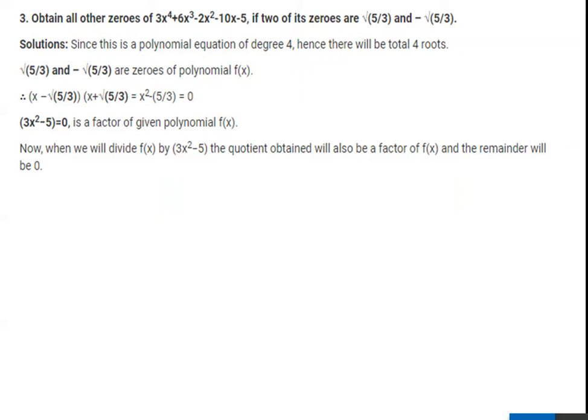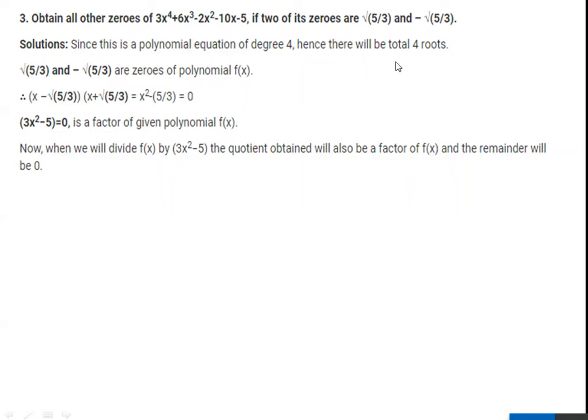Obtain all other zeros of 3x raised to 4 plus 6x raised to 3 minus 2x square minus 10x minus 5 if two of its zeros are root 5 by 3 and minus root 5 by 3. Students, this is one of the important questions that comes in exams from this topic. Instead of root 5 by 3 and minus root 5 by 3, it may come root 2 and minus root 2, root 5 and minus root 5, like that. So study the steps very carefully.